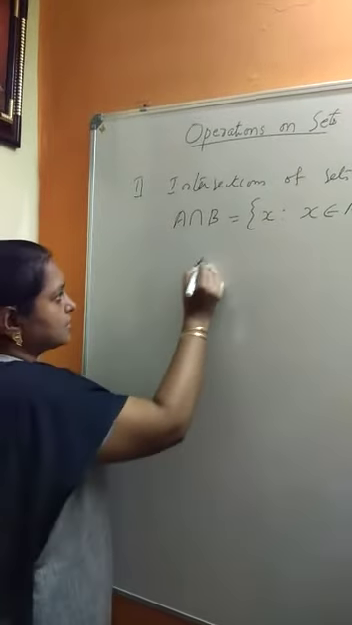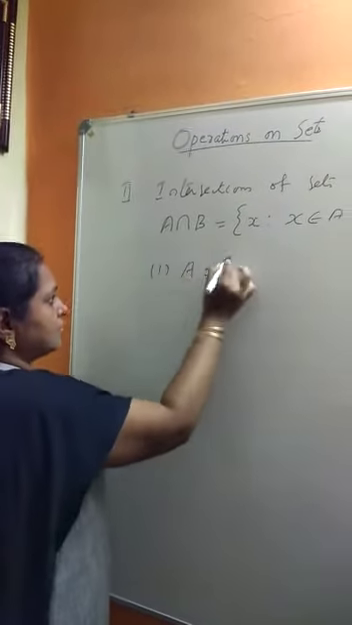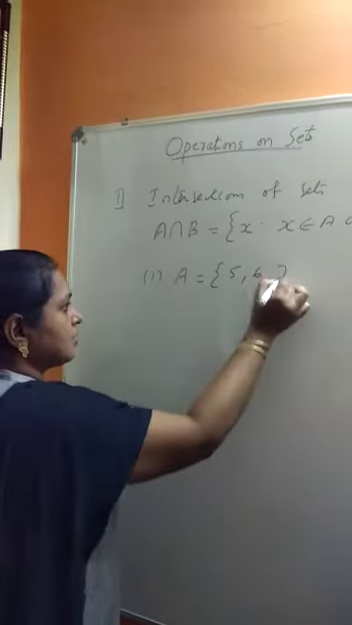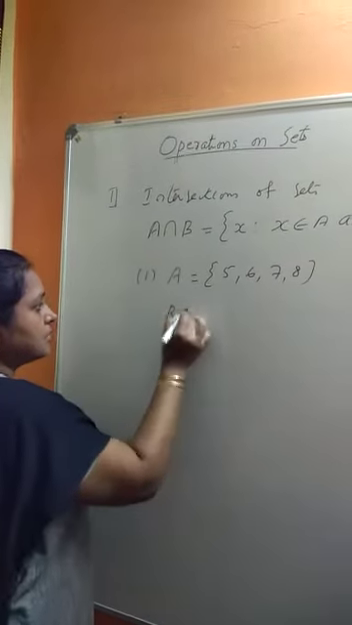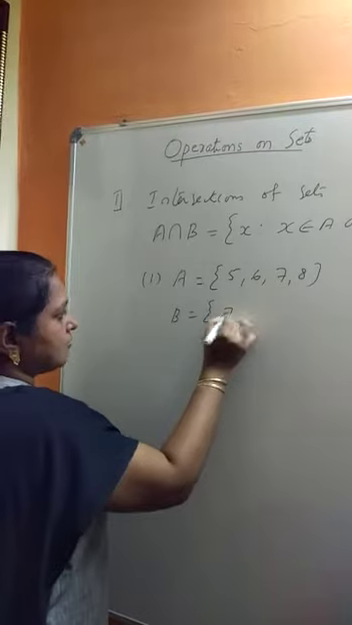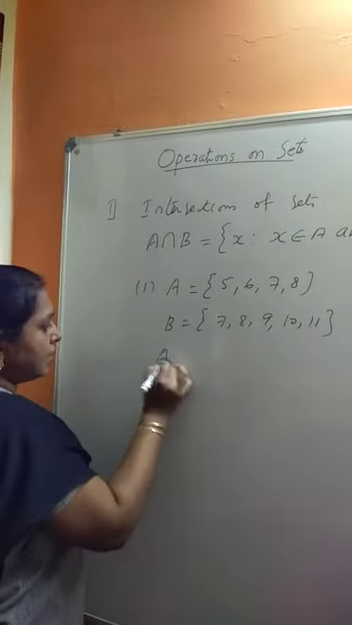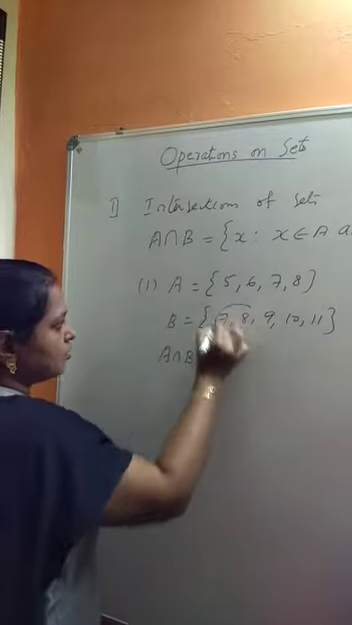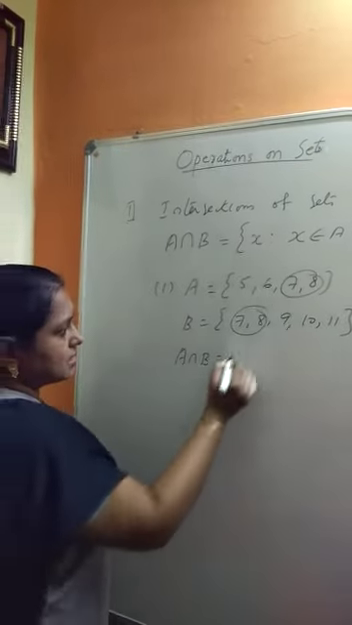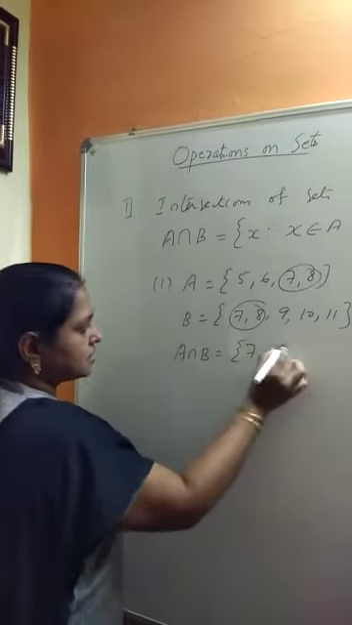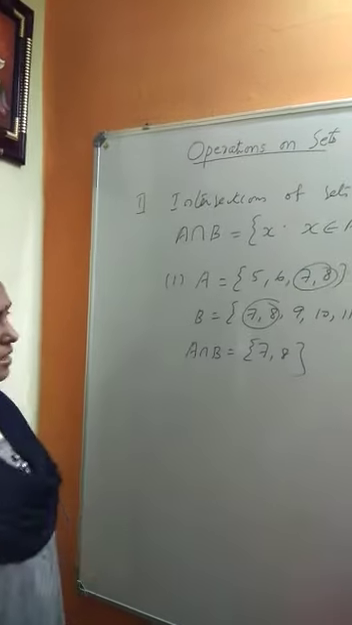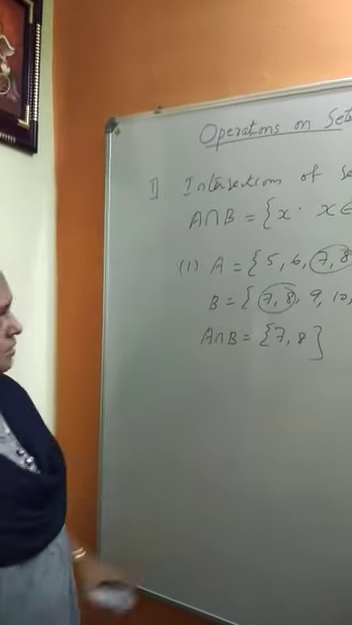For example, if we take A is equal to {5, 6, 7, 8} and B is equal to {7, 8, 9, 10, 11}. So A intersection B means we have to choose the common elements. We can see that 7 and 8 are the common elements in both the sets. So A intersection B is equal to {7, 8}.